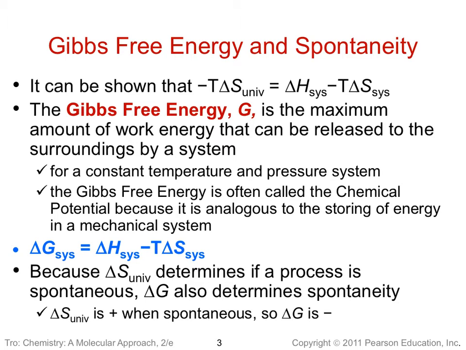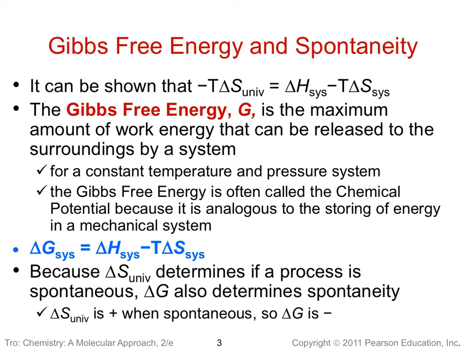It's the maximum amount of work that can be released to the surroundings by a system. So we have some things that we have to hold constant, like temperature and pressure. But it's called the chemical potential because it's pretty much how much stored energy there is in a system. Now we can replace that minus T delta S of the universe with delta G of the system, because that's what can be given off. And so delta G of the system is now equal to delta H minus T delta S.